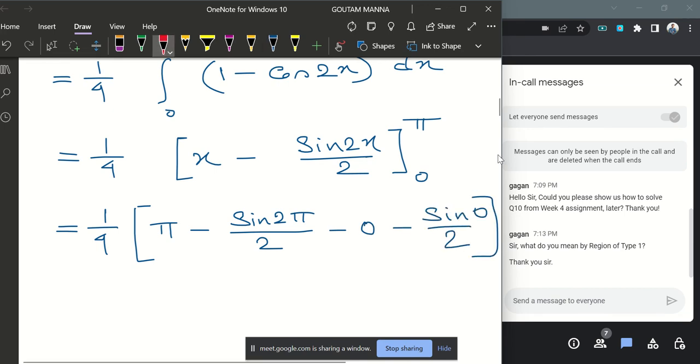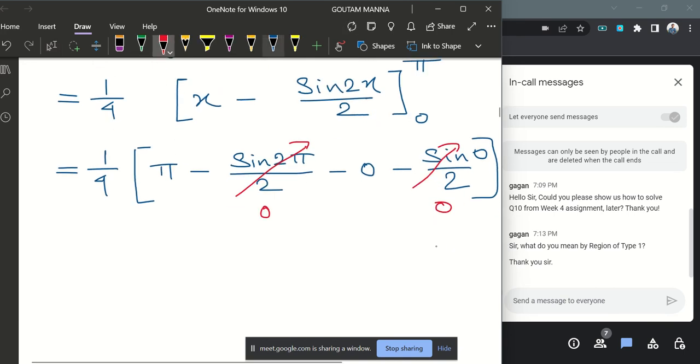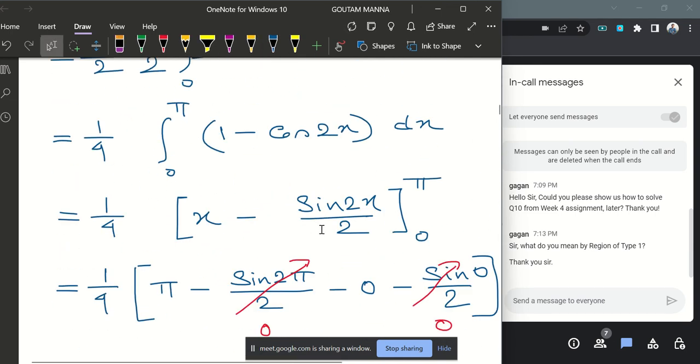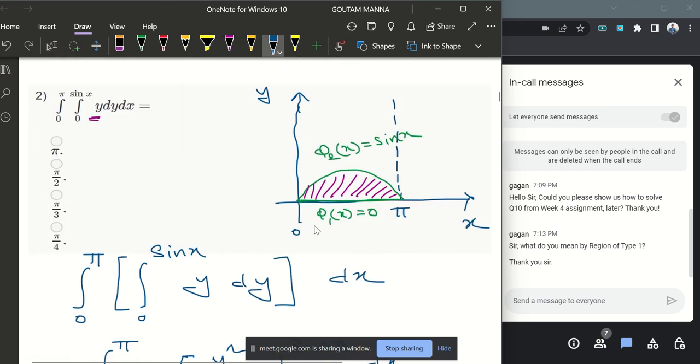So both the sine of 2 pi and sine of 0, both of the value of them are 0. So in that case, the answer will be pi by 4. So the correct option is pi by 4.